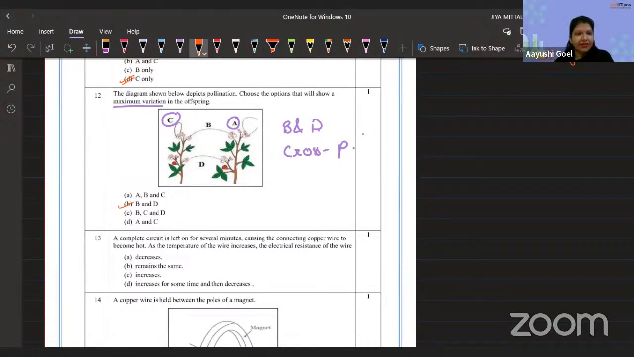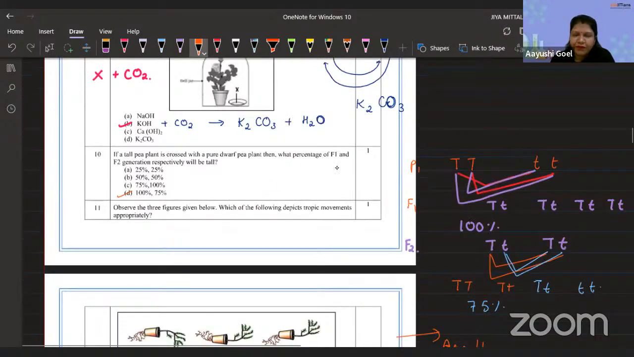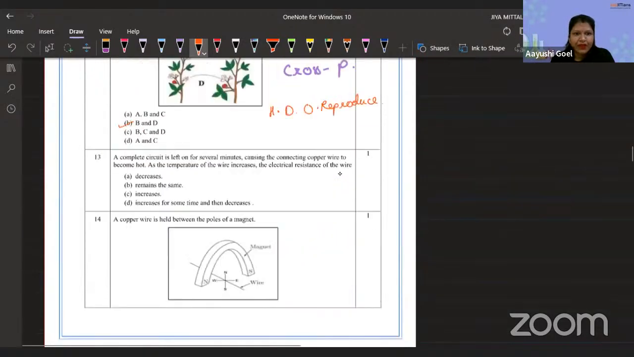Question number 12 is basically from the chapter How Do Organisms Reproduce? Okay, I forgot to give you the chapters from above. It's okay. Now let's go to the next part.